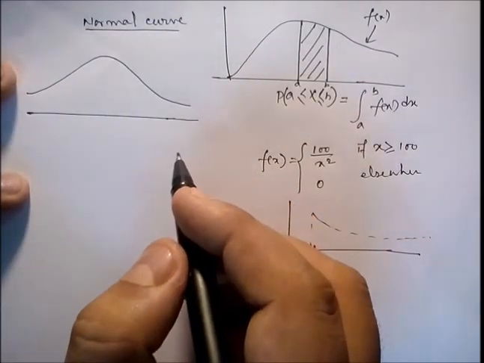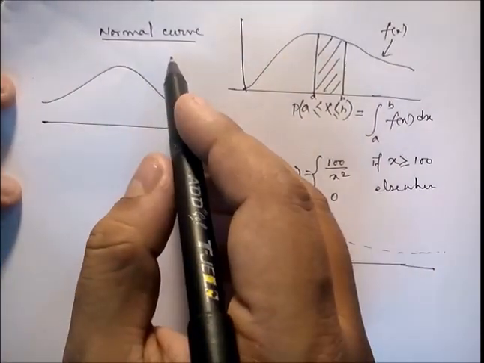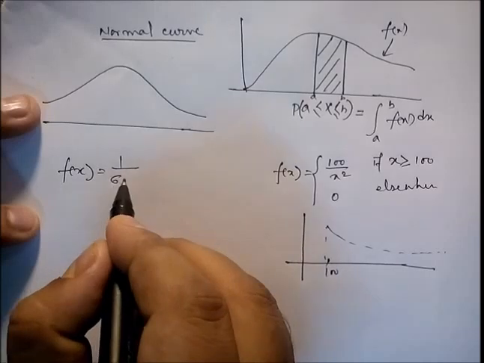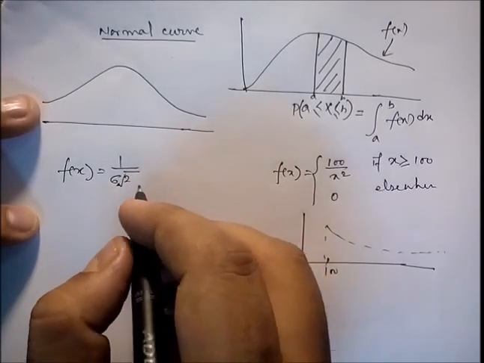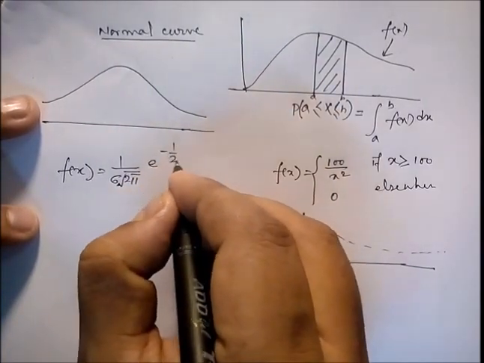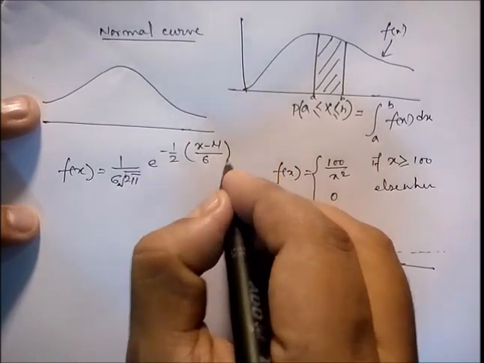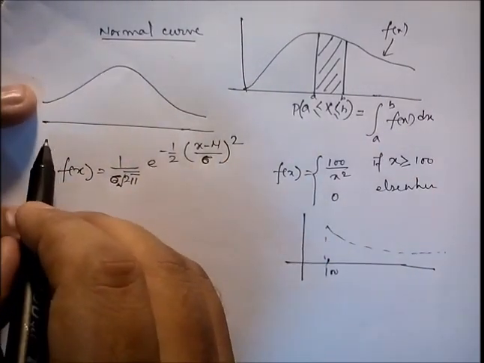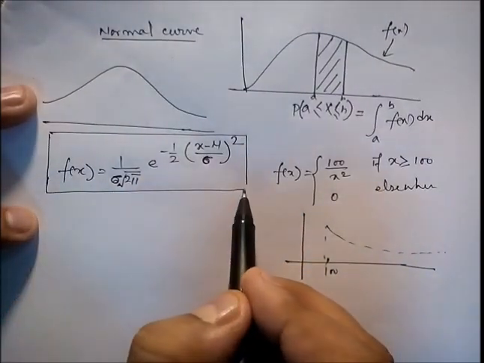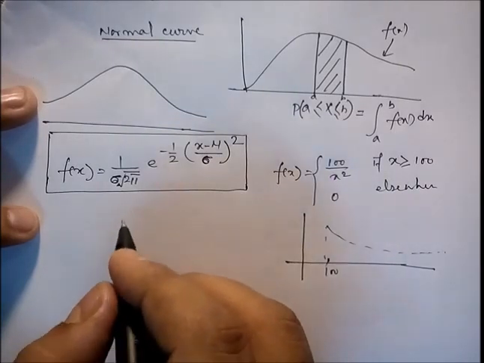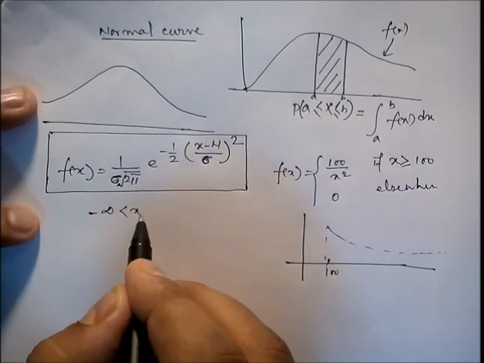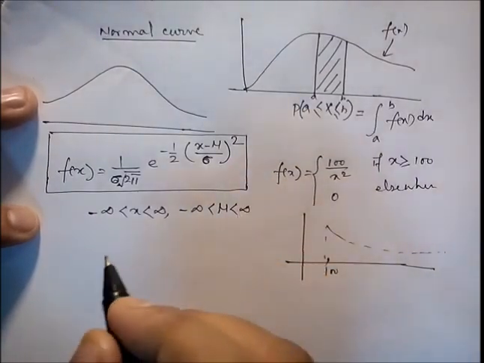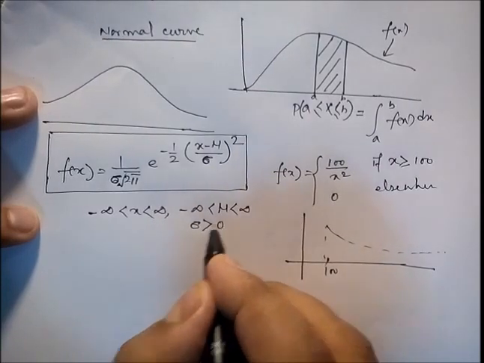Okay, now the question is, what is the probability density function for the normal curve? The probability density function for the normal curve is 1 by sigma square root of 2 pi, e to the power minus 1 by 2 ((x minus mu) by sigma) square. So this is nothing but the probability density function for a normal curve, where x varies from minus infinity to plus infinity, mu varies from minus infinity to plus infinity, and sigma should be greater than 0.